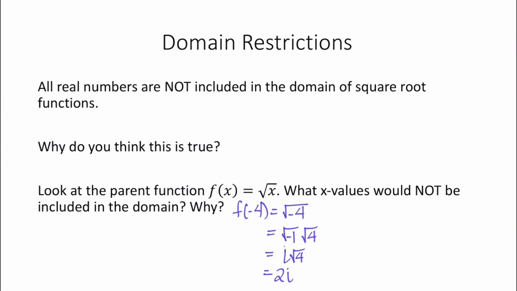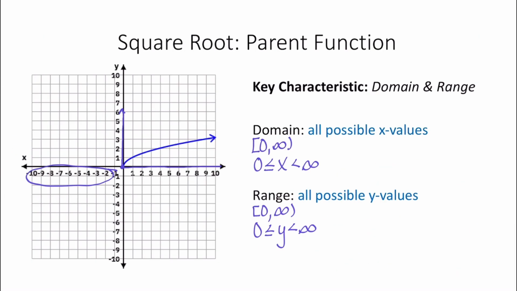So that's why we restrict the domain of square root functions to make sure that we're only talking about real values. So we're going to restrict this function and say that whatever's under the square root, so in this case that's x, has to be greater than or equal to 0. So that's why the domain of this function is all the x values from 0 to infinity.